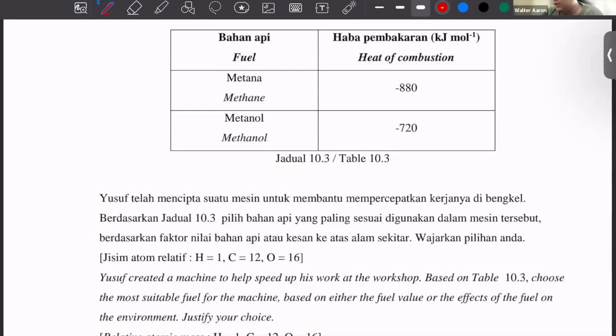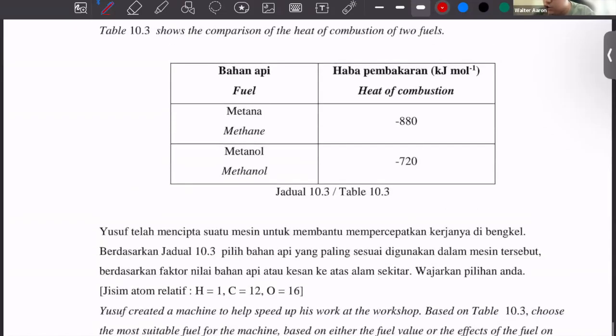That could be one justification, or one of the reasons why you choose methanol compared to the other. That is just one choice. But there's no wrong or right in this question. It doesn't mean you have to choose methanol over methane. You just have to justify which is better. So let's just say your choice happens to be methane. So what are the points that you can give to justify why methane is better?